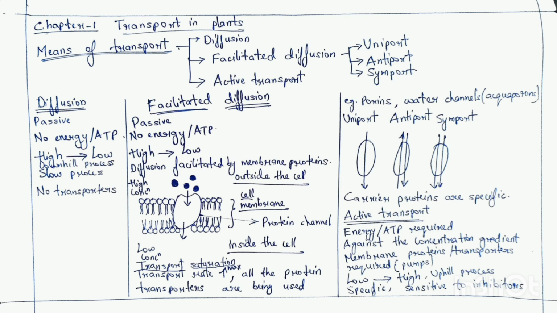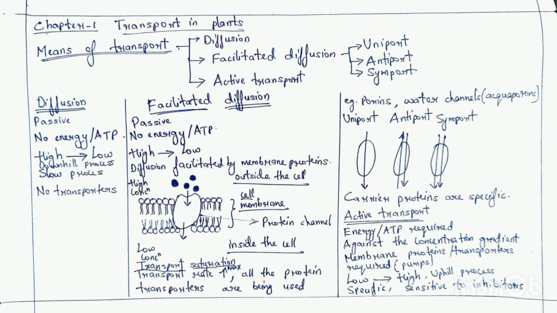These membrane proteins or transporters form channels in the membranes of a plant cell, and through these channels, molecules move across the membrane. Examples of such protein transporters are porins and water channels called aquaporins. There is a term called transport saturation, which means that the transport rate reaches maximum when all the protein transporters are being used. This is an important VSAQ, and porins is also an important VSAQ.